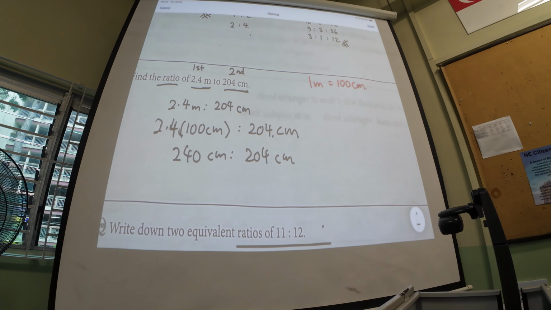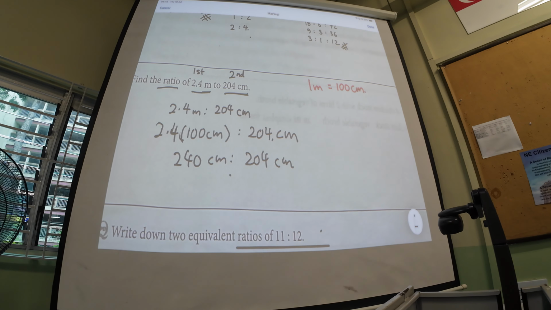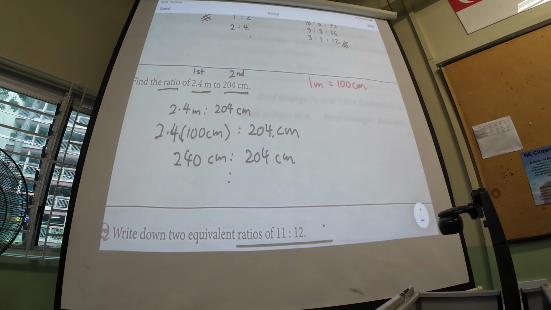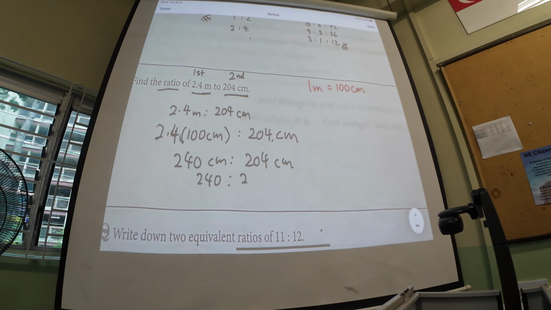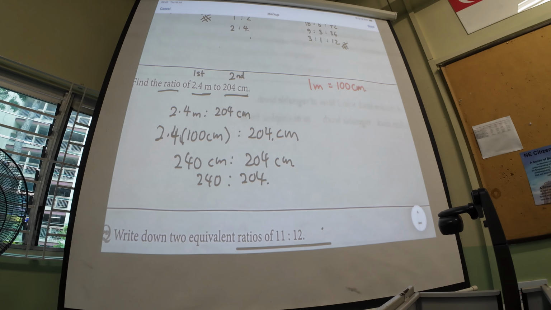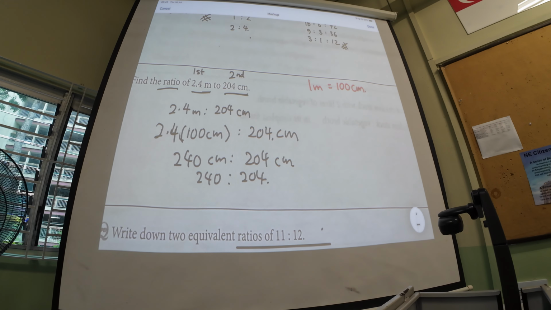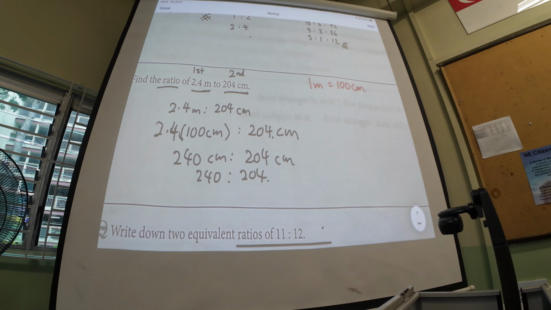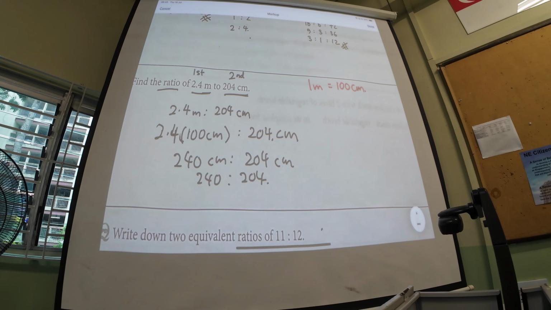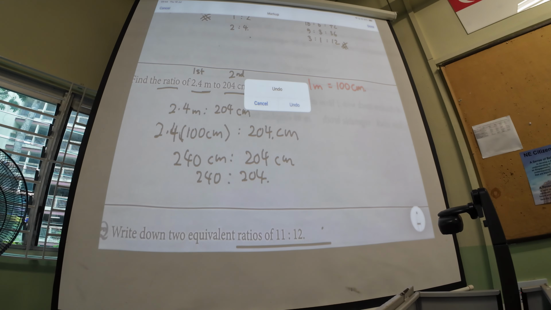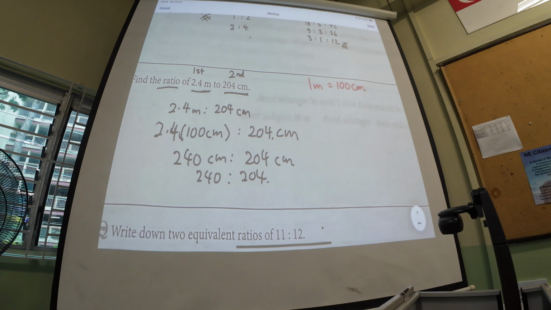When both sides are the same unit, then in the next line I will not write the unit anymore. I will just leave the numbers, because a ratio has no units. It is only a comparison of numbers. Then 240 over 204, you can slowly go and divide. But I told you yesterday, there is one more way.